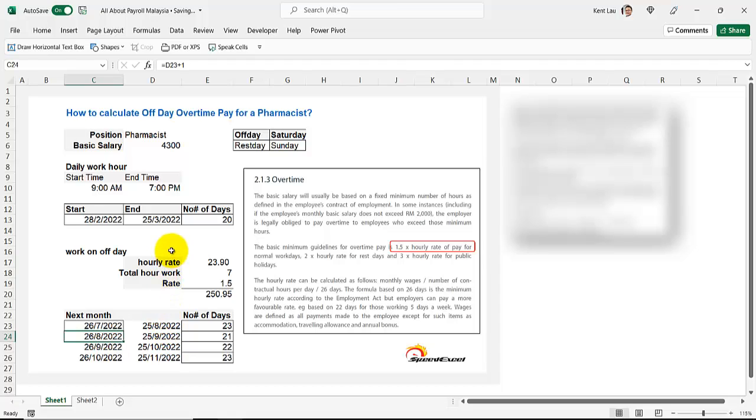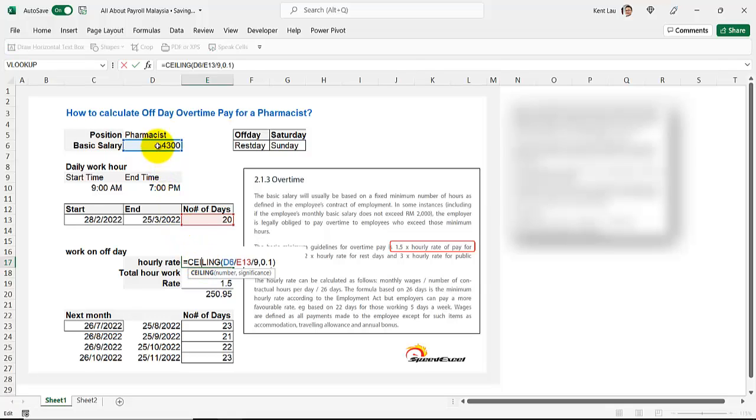Before that, let's talk about how to calculate the hourly rate. How do you calculate the overtime rate? Well, you use the basic salary, divide by the number of days of the period, and divide by the hours per day, 9 hours, and then you will get a figure, and you can do a ceiling. If you don't want to do a ceiling, you can also skip it. So which gives you this 23. Not much different, yeah.